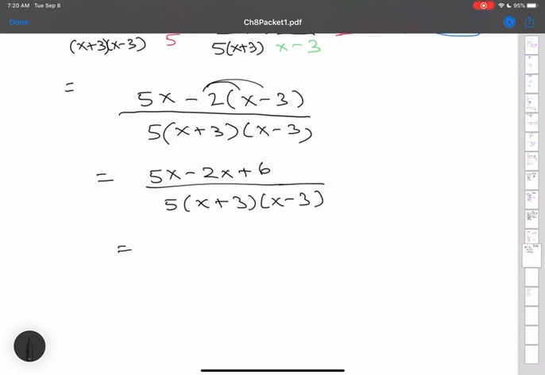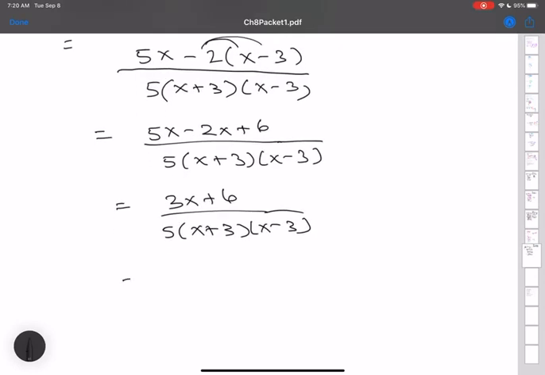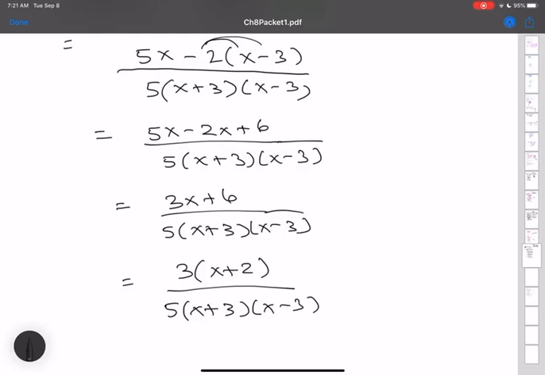Okay, so I went ahead and distributed. So I have a 5x minus 2x plus 6. I can combine like terms, and I get 3x plus 6 over that same denominator. Now on the top, I can factor this a little bit, right? I can pull 3 out. So I'm going to have a 3 times x plus 2 and there's nothing else I can factor. There's nothing that cancels out. So in this problem, we're totally done.